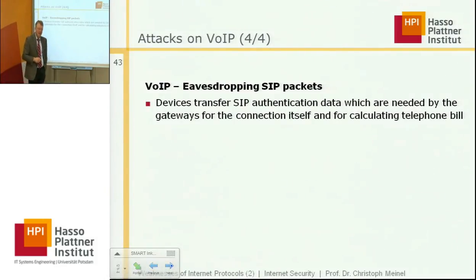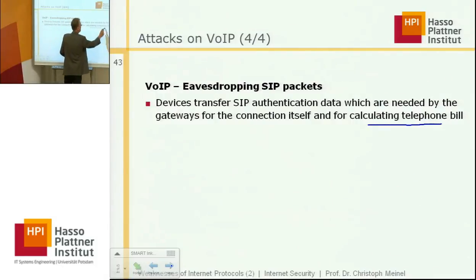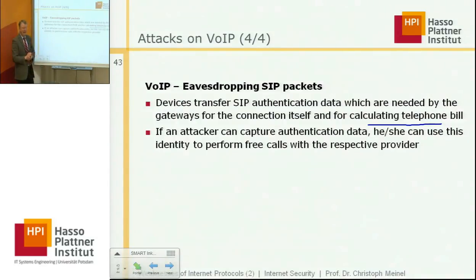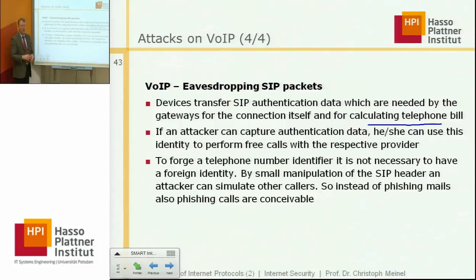Another last attack method I want to mention here, among the attacks against voice over IP services, is the eavesdropping of SIP packets. The devices transfer the SIP authentication data, which are needed by the gateways to establish the connection, but more importantly by the provider for calculating the telephone bill. So if it's possible to attack this, then at the end, the attacker is able to perform calls without paying. Paying is done by another person. So if an attacker can capture authentication data, then he or she can use this identity to perform their own calls for free with the respective provider.